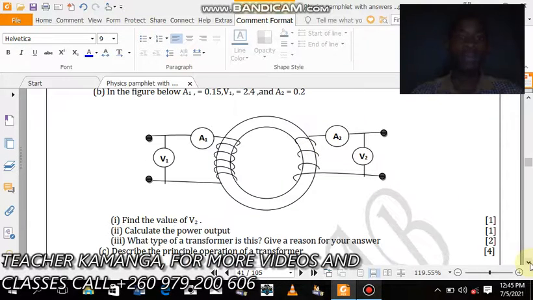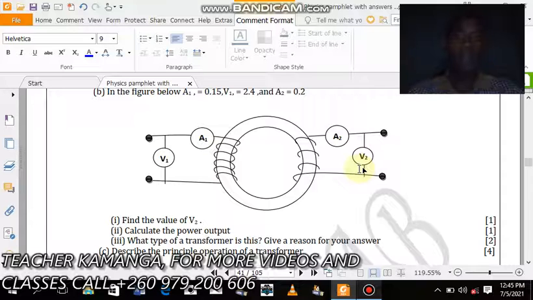So when we're using those terms, we should be able to know which one is being referred to. Now the question here is saying find the value of V2. This V2 is the voltage on the secondary. Remember we've been given the voltage on primary, the current on primary, and also the current on secondary, but we've not been given the voltage on secondary.